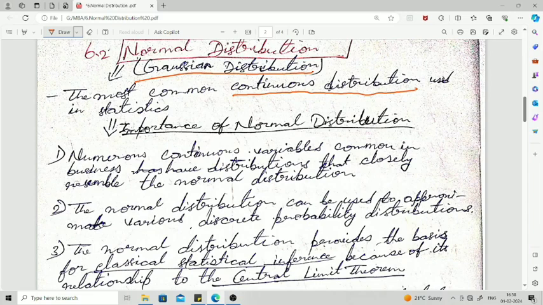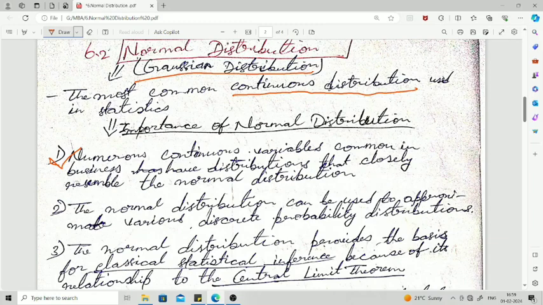In statistics mostly we use normal distribution. So why do we use it? Now let's see the importance of why we use it. The answer to that you will get in the importance of normal distribution. So first, numerous continuous variables common in business have distributions that closely resemble the normal distribution. Numerous means so many kinds of continuous variables common in business. That is very important. That's why we study normal distribution, and we use it mostly in statistics.